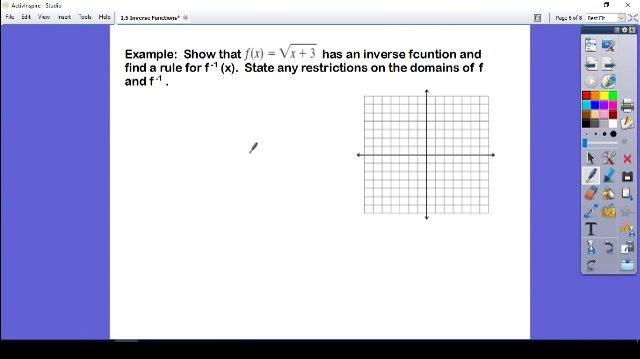Show that the cube root of x plus 3 has an inverse function, and find a rule for f to the negative 1 of x. State any restrictions on the domain for f and f to the negative 1. All right, so this is a problem that I want you to try by yourself, and then we will cover this in class on the board because I want you guys to share.